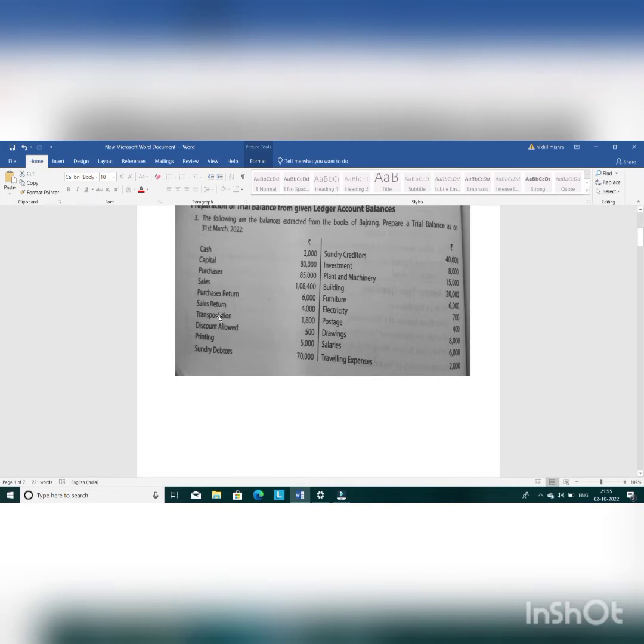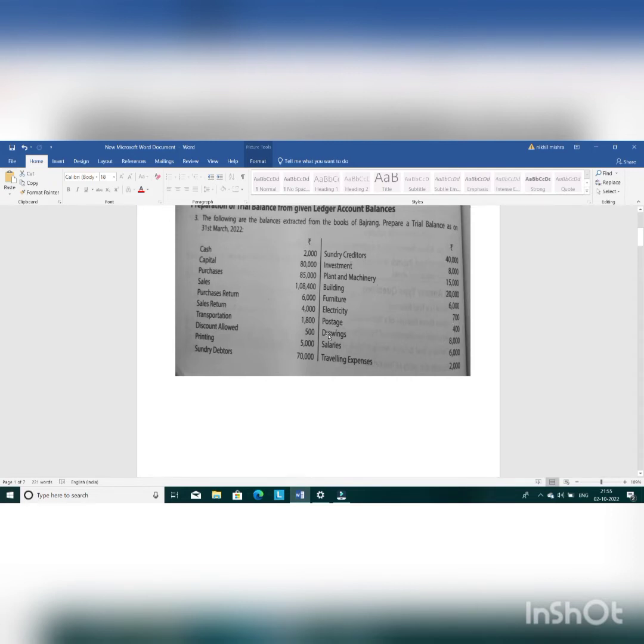Transportation expense, so it will come in debit column. Discount allowed is an expense, so it will come in debit column. Printing is an expense, so it will come in debit column. Sundry debtors, asset, it will be coming in debit column. Sundry creditors, liability, it will be coming in credit column. Investment, asset, debit column. Plant and machinery, asset, debit column. Building, asset, debit column. Furniture, asset, debit column. Electricity expense, debit column. Postage expense, debit column.